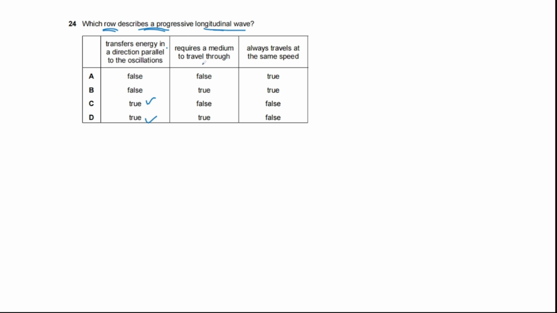Requires a medium to travel through. Yes, it requires a medium for the longitudinal waves. And always travels at the same speed. It's not necessary to be the same speed, so it will be a false statement, and the correct option is option D.